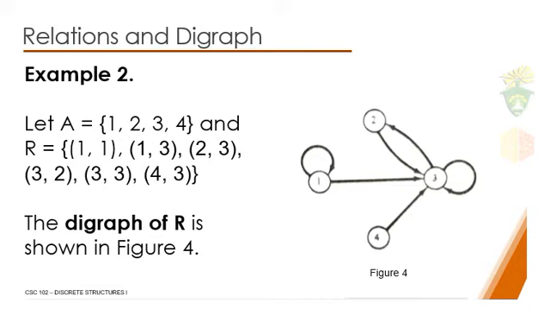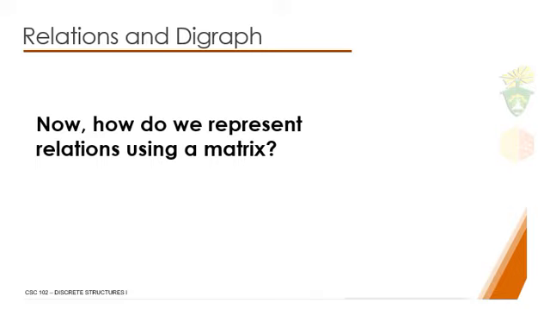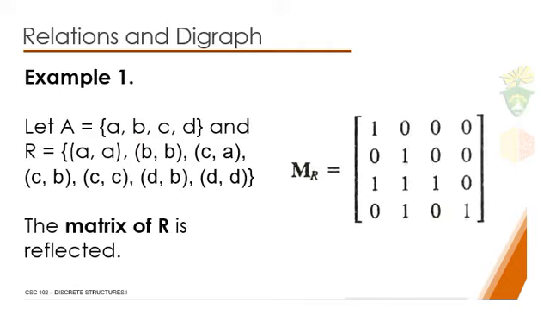So, next. Okay, we're done with the digraph. Let's proceed to the matrix representation of a relation. Now, how do we represent relations using a matrix? Example. We let A have 4 elements and R given.